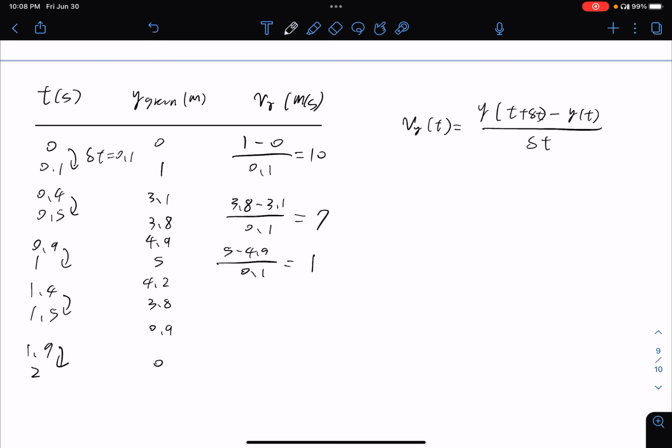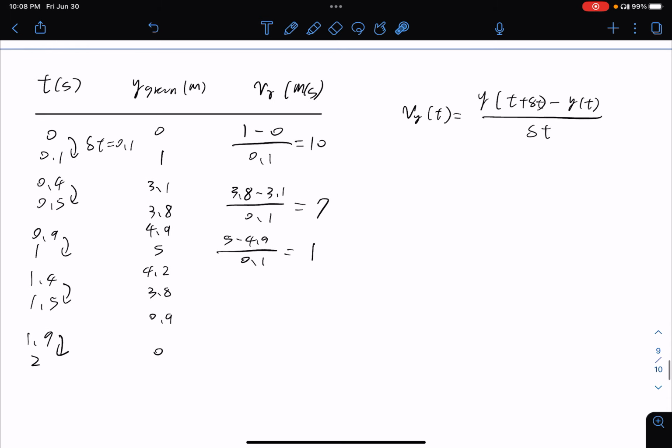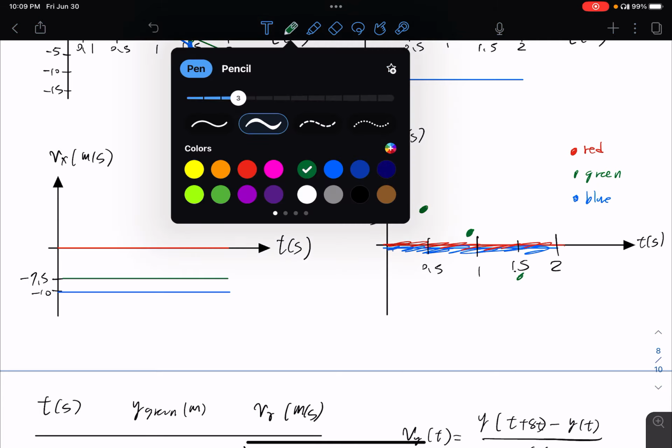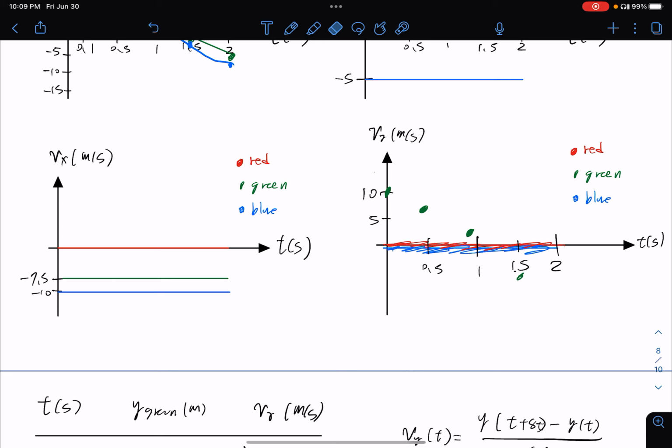Then I get 3.8 for the later time. See, now the later y position is smaller than the earlier y position. So when I calculate the y velocity, I should get a negative value. This is negative 4. So now the y velocity goes to negative 4. This is negative 5. Just in case, let me draw negative 10. So negative 4 should be up a little bit to the top.